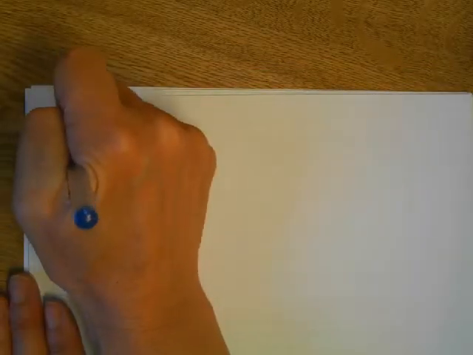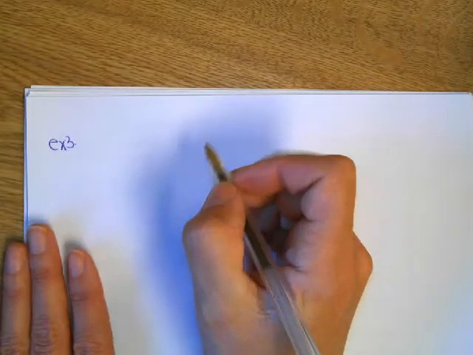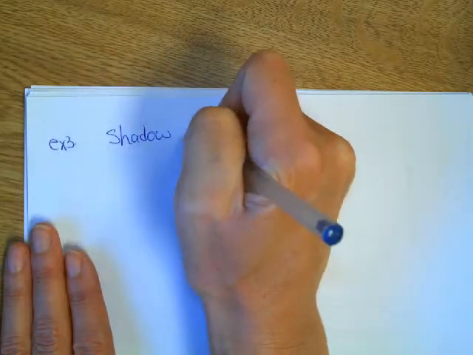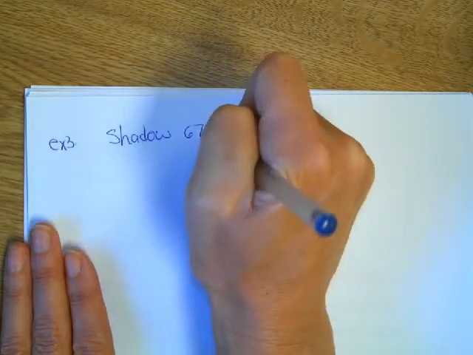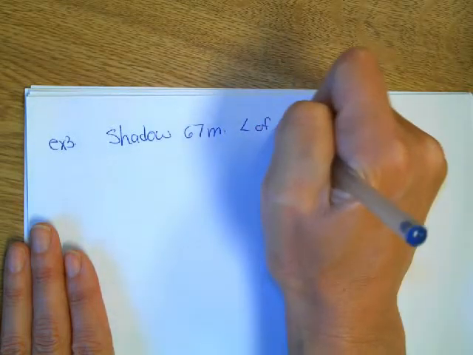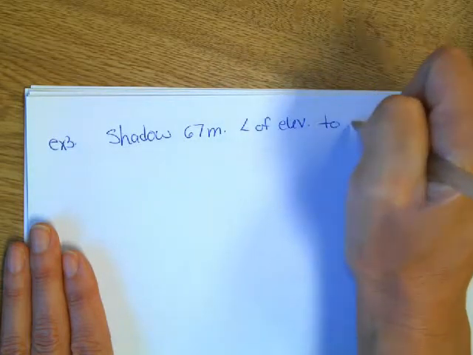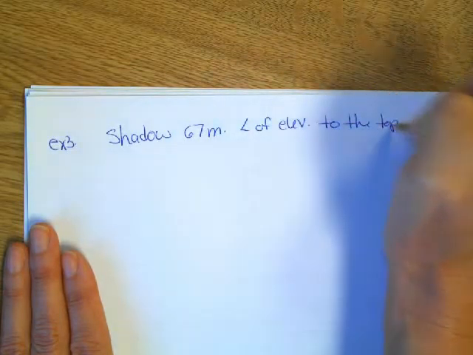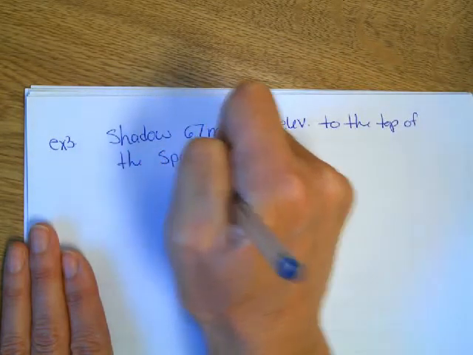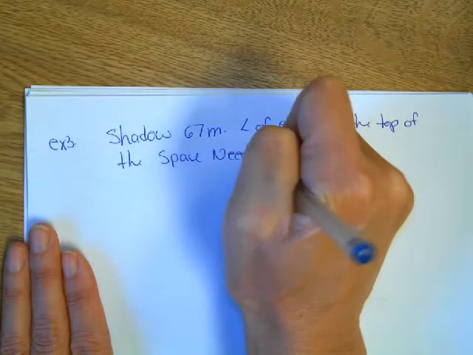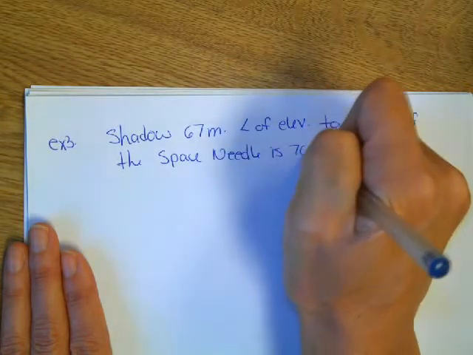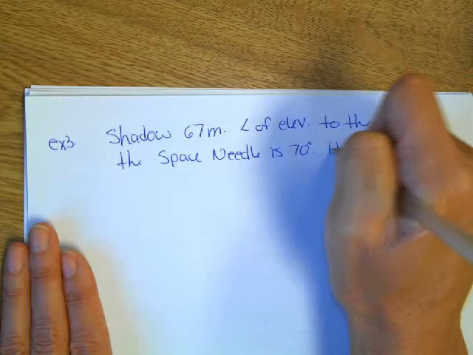Example 3. Says the Seattle Space Needle casts a shadow of 67 meters. The angle of elevation to the top of the Space Needle is 70 degrees. How tall is the Space Needle?